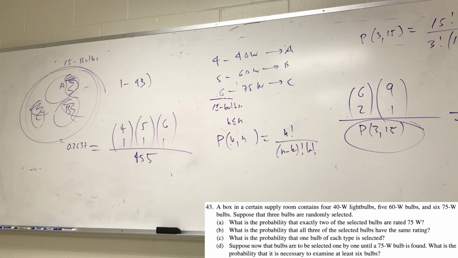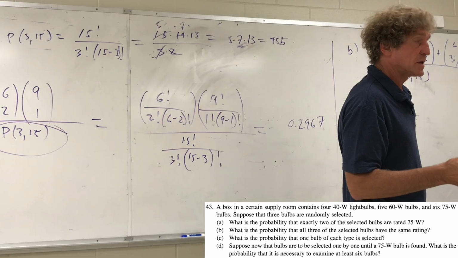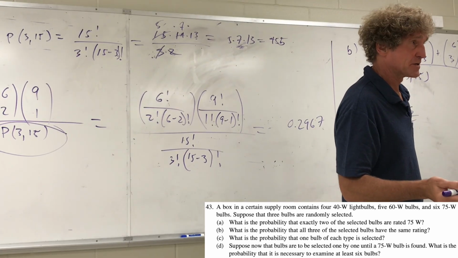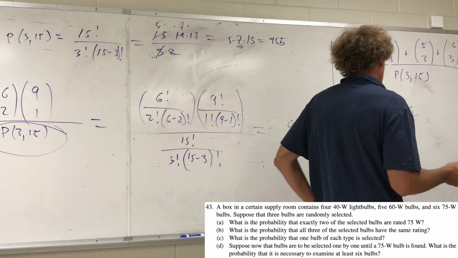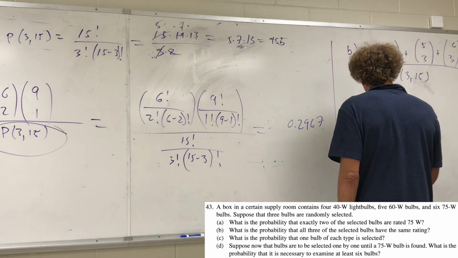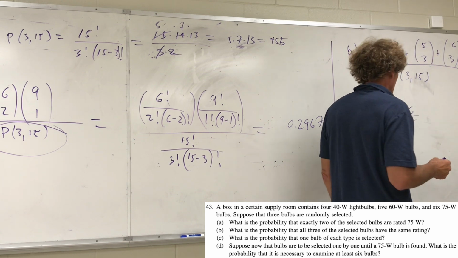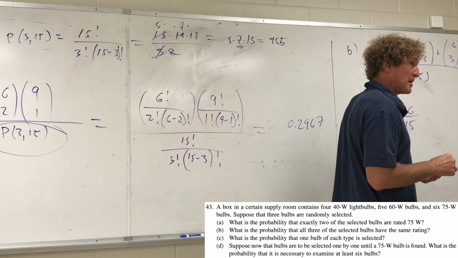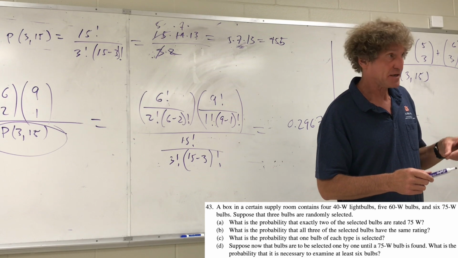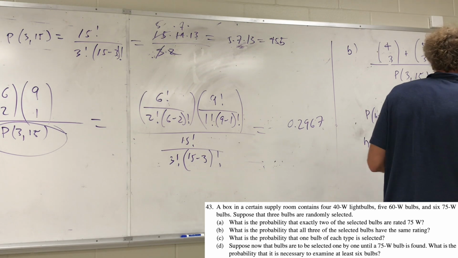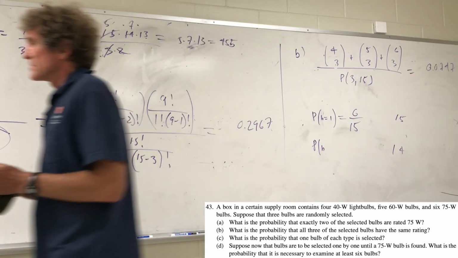The number of 75 watt bulbs, which is a combination, but you can do it with binomial coefficients if you want to do this one. Now, that's 6/15, the probability of selecting the first one, right? Now it's assuming you didn't select it, because if you did, you're done. I think you can easily do it this way.